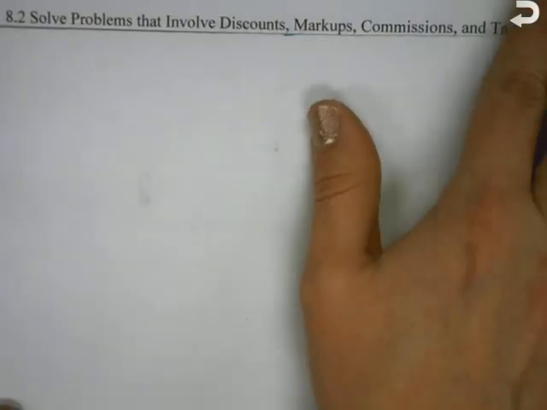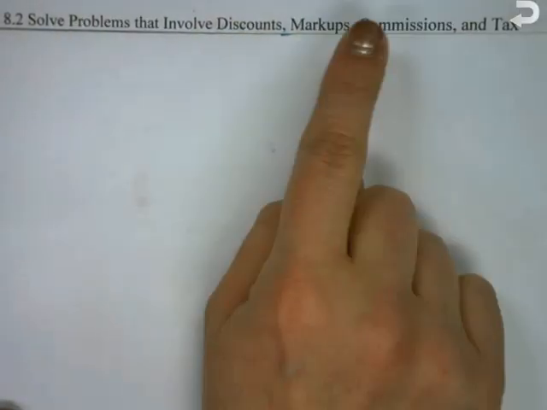In 8.2, we're going to be working with percentages and how they include discounts and markups, which is the opposite of a discount. A discount means that you're taking away a portion of how much you pay. A markup means that they are adding to how much you pay. So it's kind of like a store. It costs McDonald's 50 cents to make a hamburger, but they charge you $1 for it. That's the markup. So the markup is 50 cents.